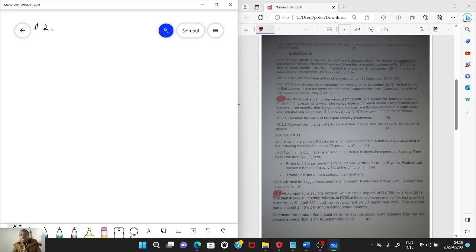In this case, they're saying two friends each receive the amount of 6,000 rands to invest. They invest, so we know we're going to have a plus sign. They invest the money as follows. We have Radesh. Let's look at Radesh first. Radesh has an interest rate of 8.5% per annum simple interest.